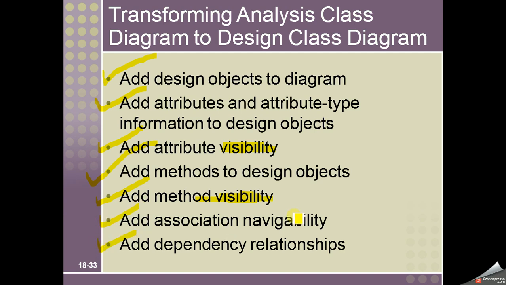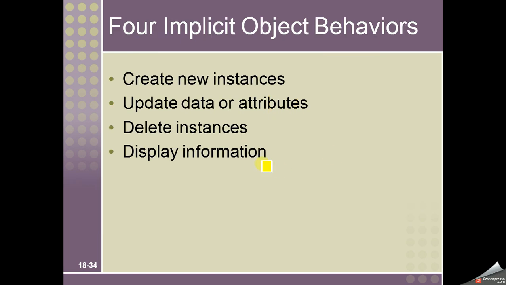So this way you can see that these things are common in the analysis and design diagrams. The visibility is new thing, the navigability is a new thing, and the dependency relationship is a new thing that we do not have in analysis class diagrams. There are 4 implicit behaviors of every class. We need to be very careful. We should not miss them in every class.